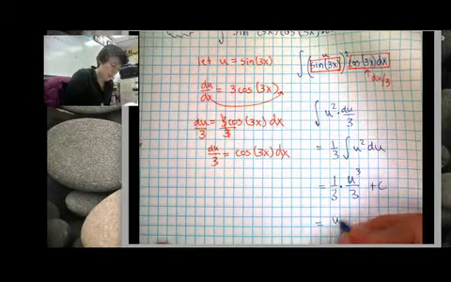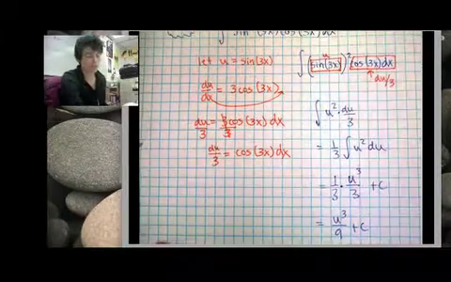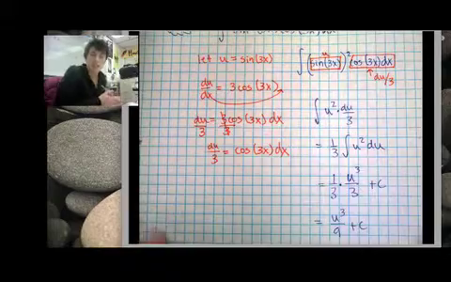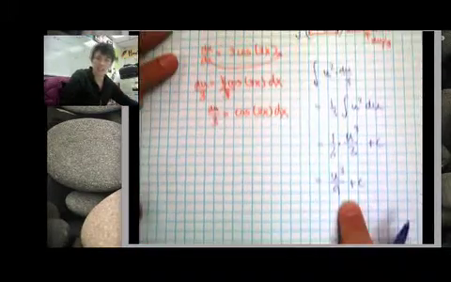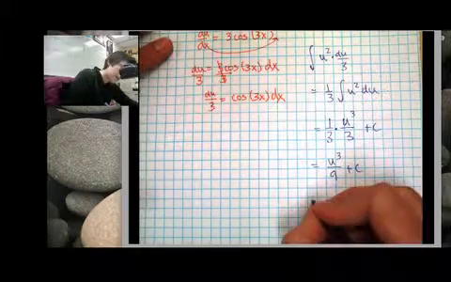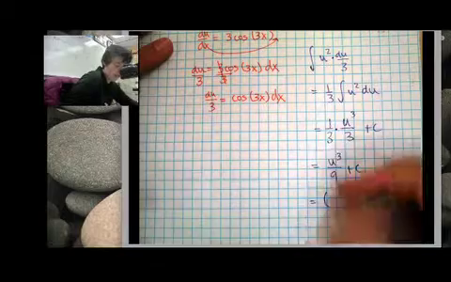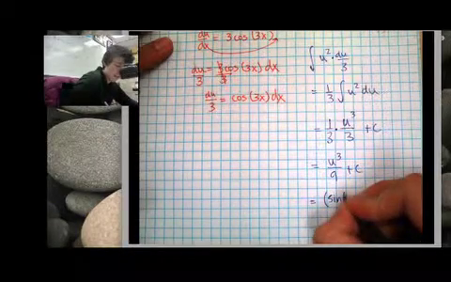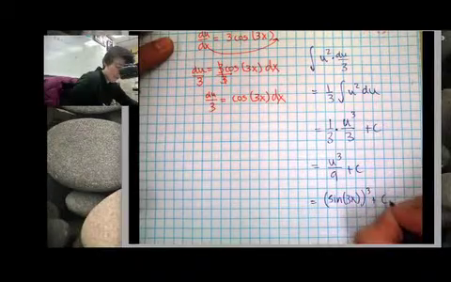So I have u to the 3rd over 9 plus c, which really is mostly a good answer, but I started with x's, so I should end the problem with x's. So I don't really want to leave it like this. I'm going to change my u back. And remember what u was? U was the sine of 3x. Sine of 3x cubed plus c, and then over 9.